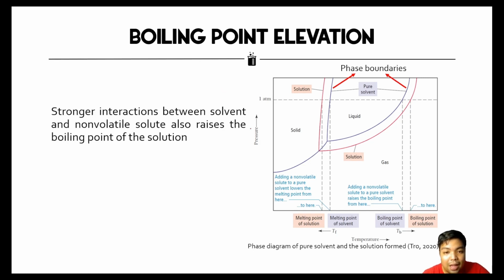Now, if you notice these red lines here, this is the phase boundary for your solution. And if you notice, the liquid-gas phase boundary of your solution is far more to the right in comparison with the liquid-gas phase boundary of the pure solvent. So what does that mean? Since it moved to the right, that means the boiling point of your solution is higher, because temperature increases from left to right. So the phase boundary moved to the right, which means all the temperatures are shifted to the right. What happens is you need a higher temperature for the solution to boil in comparison to the pure solvent, given they occur at the same pressure.